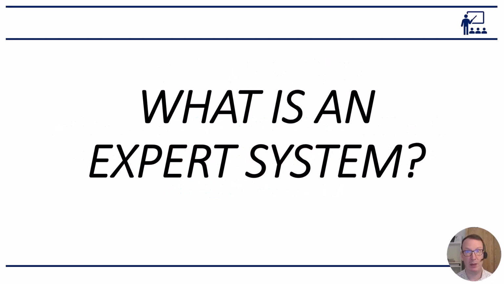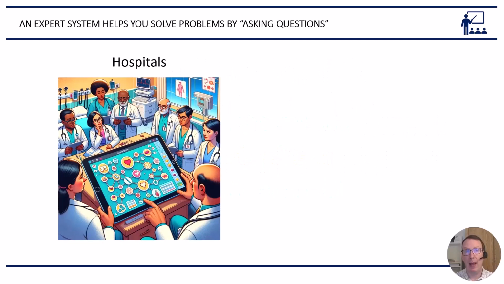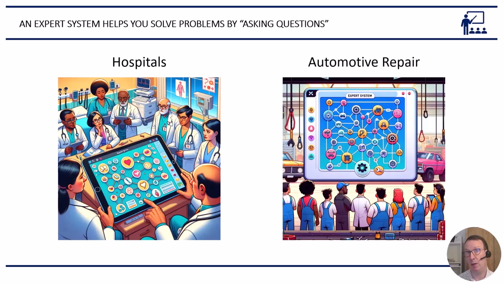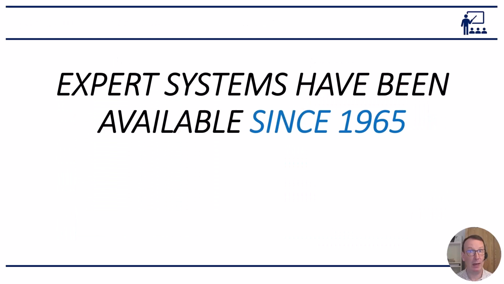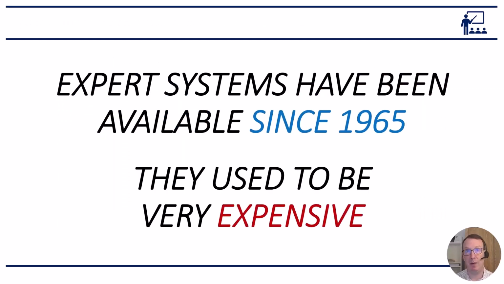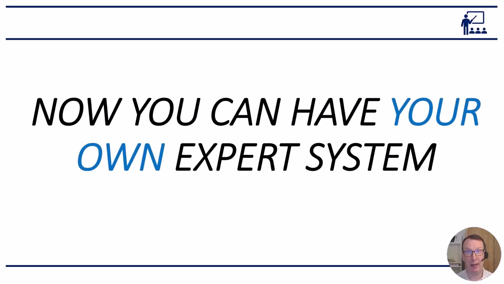What is an expert system? An expert system helps you solve problems by asking questions. We can see them in hospitals, and we can see them in auto repair shops. Expert systems are nothing new. They've been around since 1965, but they used to be very expensive to make. Now you can have your own expert system.